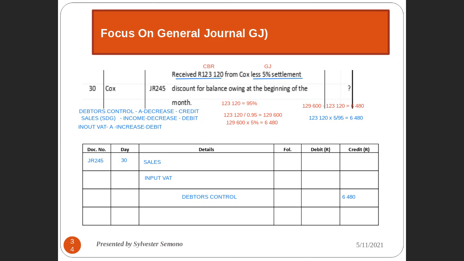Now you can calculate input for me. I think you know how to calculate input. So use this amount which is including VAT and calculate VAT for me. I want my input VAT. The input VAT is 845.22. I'm going to write it here for the time being.